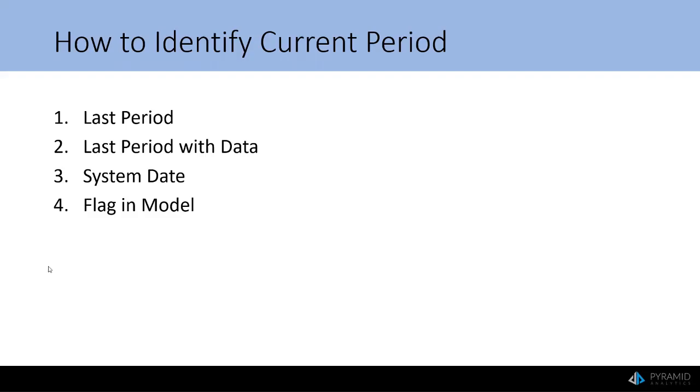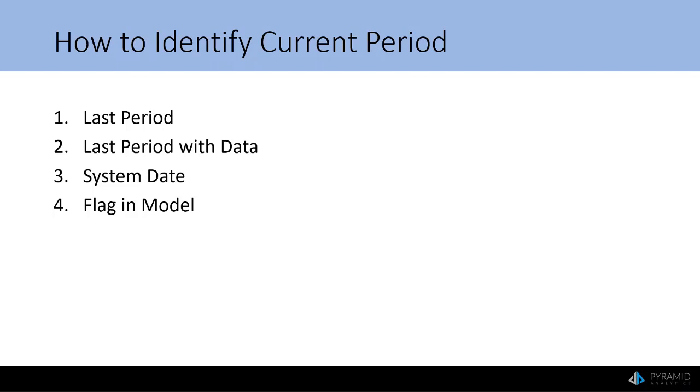In this video, we're going to look at how you identify the current period within your data models. Now, that current period could be current day, week, month, quarter, or year, but the idea is you want to identify the current period so that you can do things like creating rolling time periods, having your dashboard always default to the most recent period, whatnot.